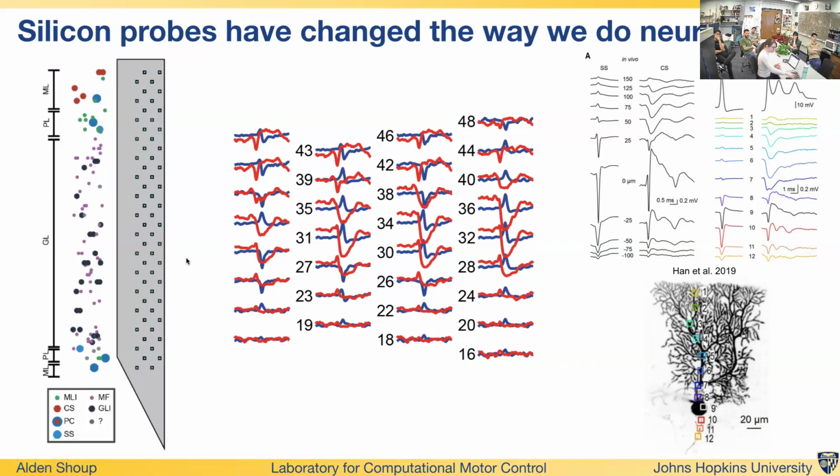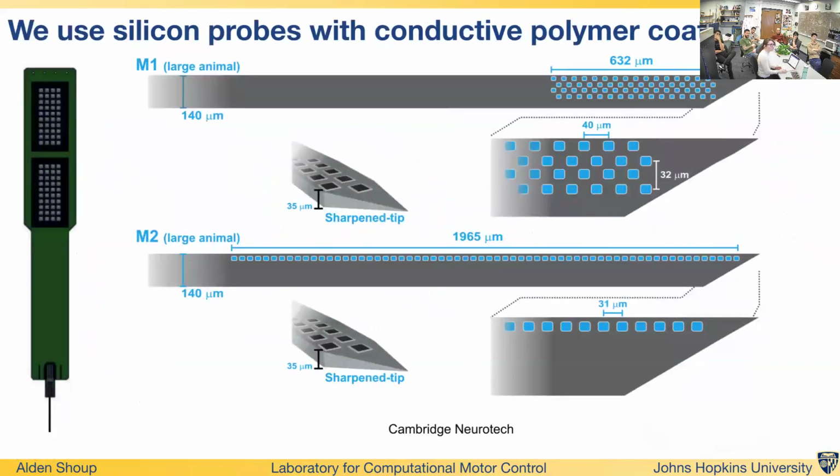Given that, the probes that we use are silicon probes with conductive polymer coating. We use Cambridge Neurotech probes, but overall, these probes tend to have a couple of different configurations. One of them is with a smaller footprint of recording where the contacts are closer together and they're more spaced out in both X and Y direction, so you get more of a spatial picture of your neuron.